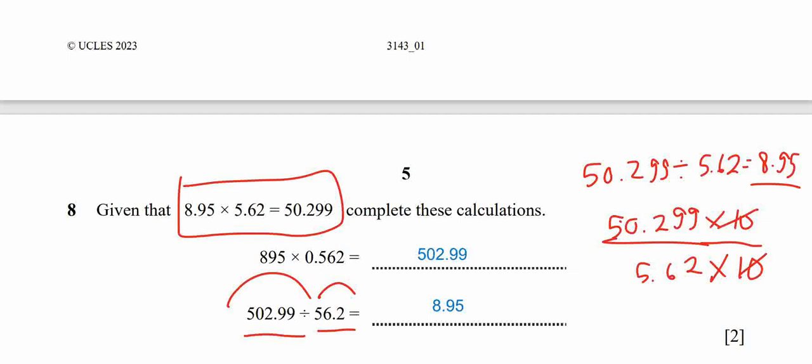So this cancels out each other. So we got the same answer, as this cancels out each other. So it's the same as 8.95. Let's move on to question number 9.